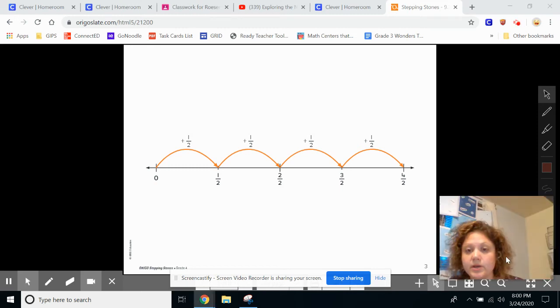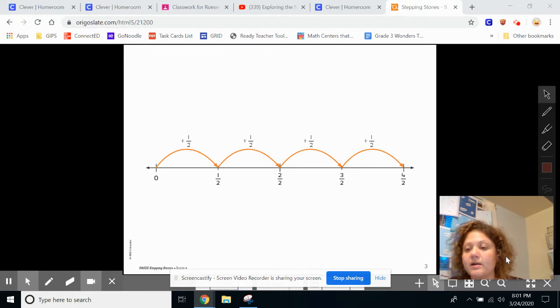Well, today we are going to be ordering fractions. First we were comparing fractions with the same numerator, and then we were comparing fractions with the same denominator, and now we are going to compare fractions with different numerators and different denominators, and we are going to be putting fractions in order. So you need to be remembering your previous skills from Monday and Tuesday.